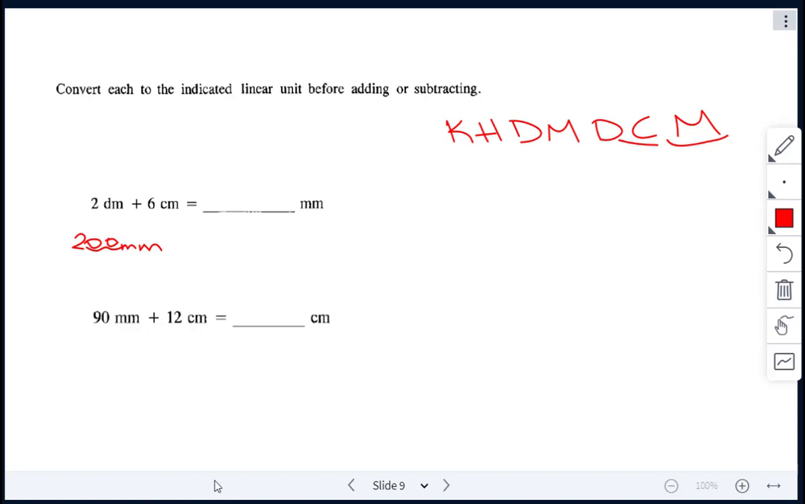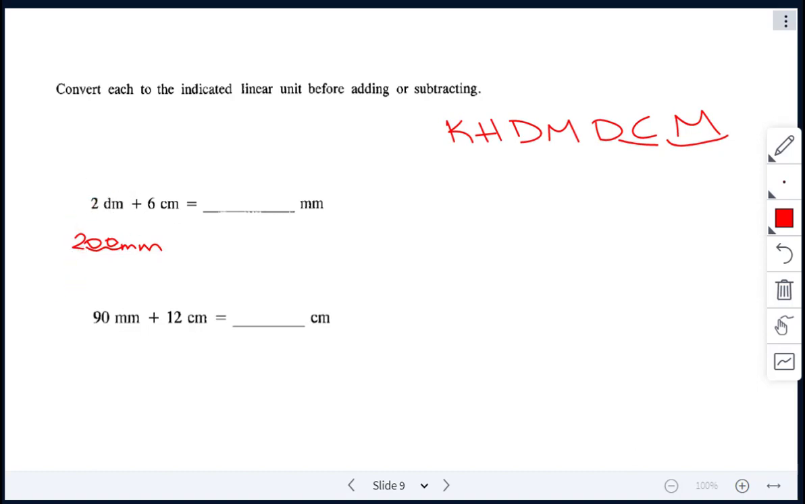All right, so for today's class, we are starting with these examples here. We're going to convert each to the indicated linear unit before adding or subtracting. So here we have 2 decimeters and we have 6 centimeters, and our answer has to be in millimeters. So that means we would change the 2 decimeters to millimeters. We're changing the 6 centimeters to millimeters. Then we can add. All right, so 200 millimeters is equal to 2 decimeters.